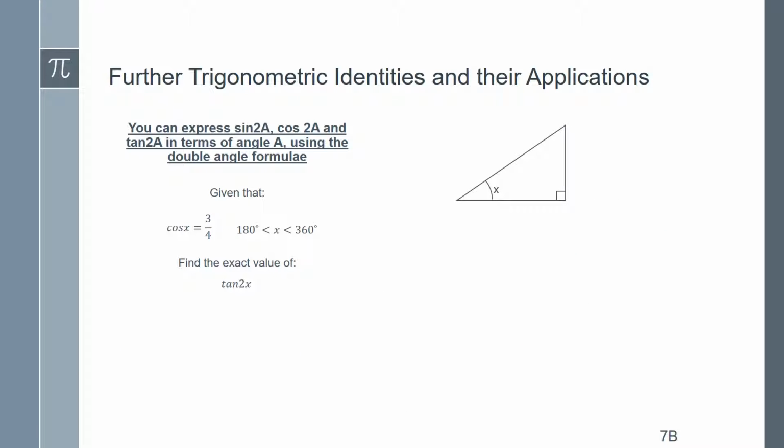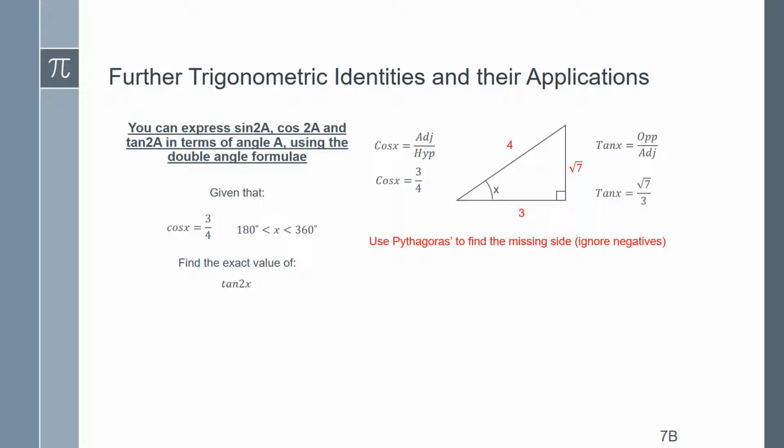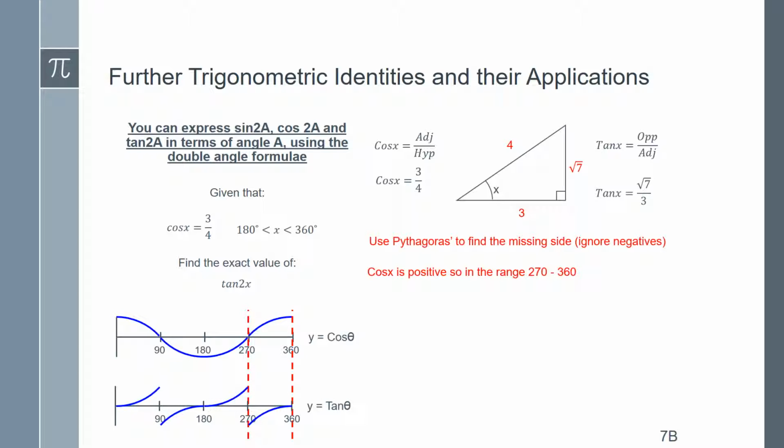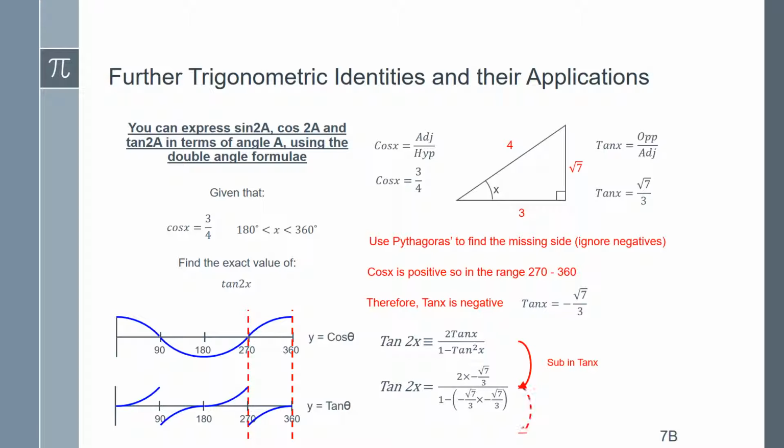Find the value of tan 2x, given that cos x is 3/4. Again, draw a triangle, find the missing side, tan is opposite over adjacent. Cos x is positive in the range 270 to 360, so therefore tan x is negative in that range. So tan x is minus root 7 over 3. So tan 2x, using the double angle formula, is 2 tan x over 1 minus tan squared x. Sub in the values, evaluate, and leave in surd form: minus 3 over root 7.